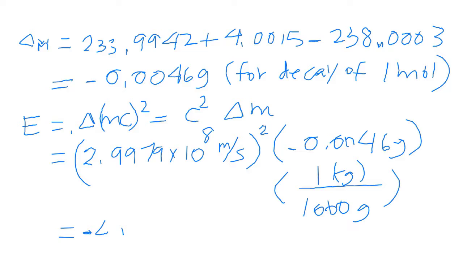minus 4.1 times, negative 0.000046. All right, so I got negative 4.13 times 10 to the 11. Assuming a mass of 4.6 times 10 to the negative 5 and a constant for c of 2.9979 times 10 to the 8th, and squaring that.